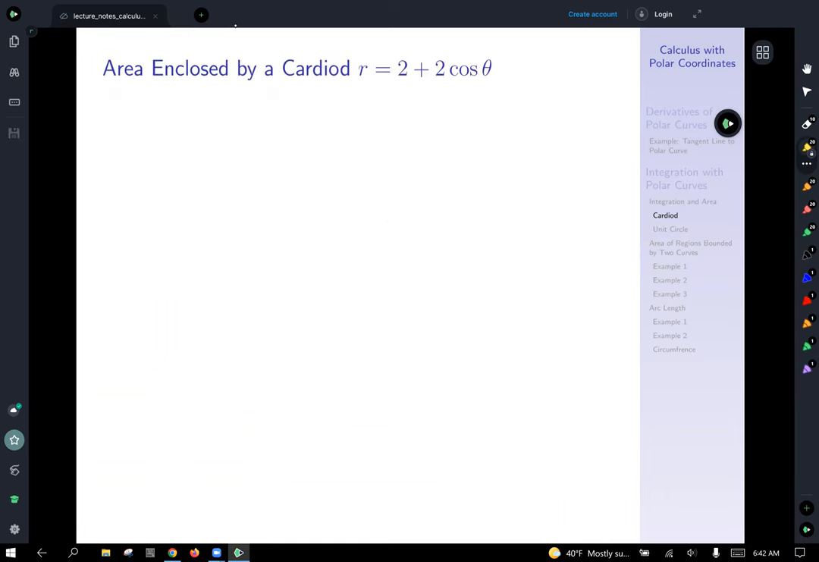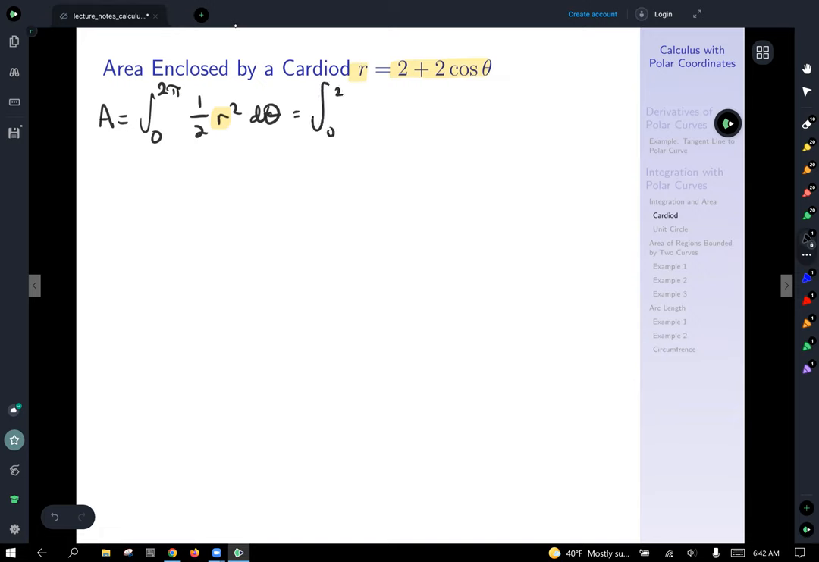So, got a couple blank slides here for our actual area calculation. Well, we know to generate our cardioid, we need to let theta vary from 0 to 2 pi, and the area integral is 1/2 r squared d theta. So what is r squared? Well, r is 2 plus 2 cosine theta. So we're going to go ahead and put that into our integral. We're going to get the integral from 0 to 2 pi, 1/2 times (2 plus 2 cosine of theta) squared d theta.